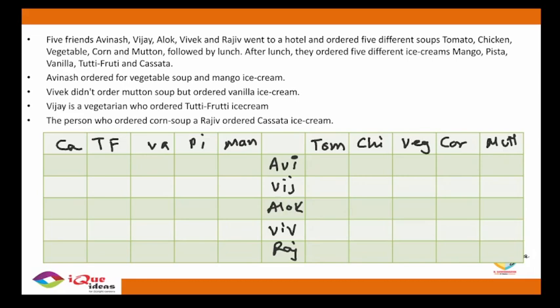For those who struggle, this is one very straightforward and mechanical method of solving the problem, where you use less brain: read and solve, read and solve. How? So you go for the first one. Avinash ordered vegetable soup. So the moment I know Avinash ordered vegetable soup, nobody else will be ordering it, and he cannot order anything else. So in such questions, once you put a tick in any one cell, you eliminate the entire row and column. So Avinash ordered vegetable soup and Avinash ordered mango ice cream.